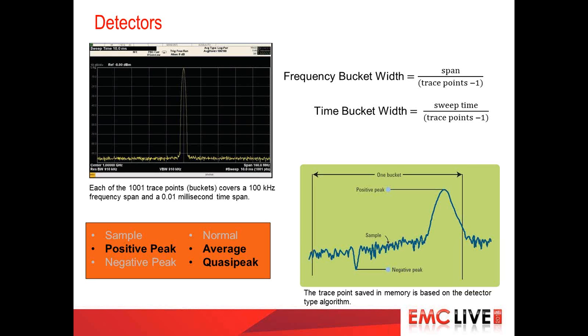If we were to select the peak detector, we would select the peak in the bucket, and that would be the value displayed on the screen in one of our trace points. The average detector would average all these values together and then take that single value and use that as the trace point. And then the quasi-peak detector.